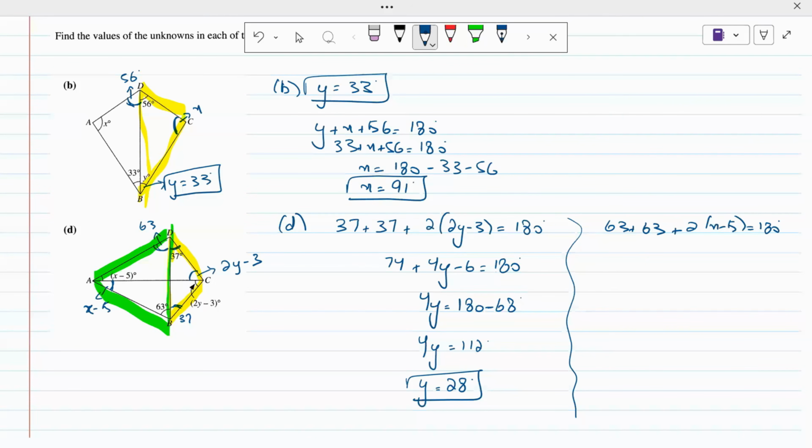So 63 plus 63, that's 126, plus 2x minus 10 is equal to 180. 2x is equal to 180 minus 126 plus 10, that's 64. 64 divided by 2, that would give us x as 32. Is this all clear?